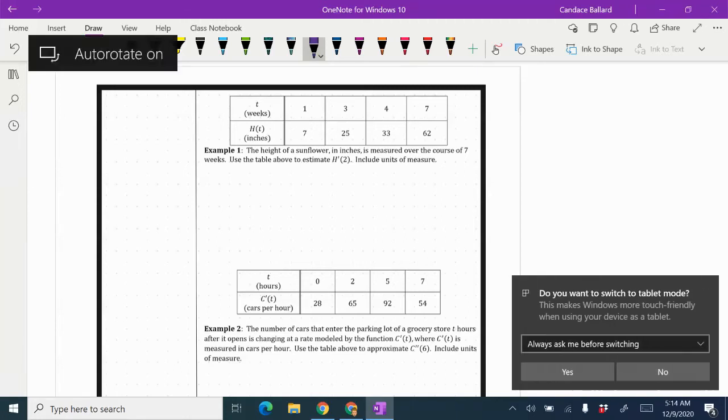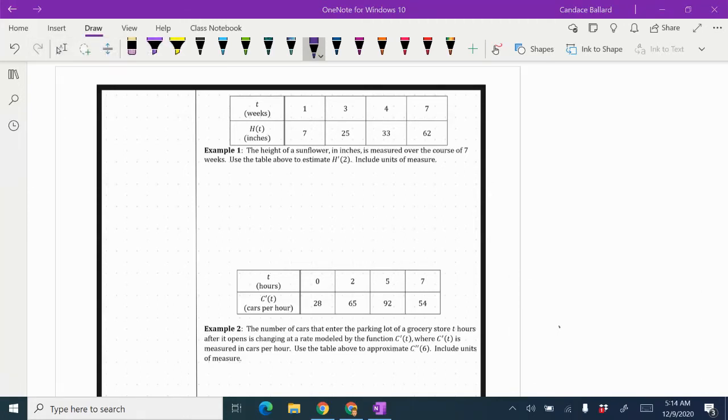In this video, we're going to continue topic 4.1, and we are going to look at example 1 and example 2. So example 1, the height of a sunflower in inches is measured over the course of 7 weeks. Use the table above to estimate h prime of 2, including units of measure. So in this one, we're not interpreting anything. All we have to do is include the units of measure. So we're just practicing that.